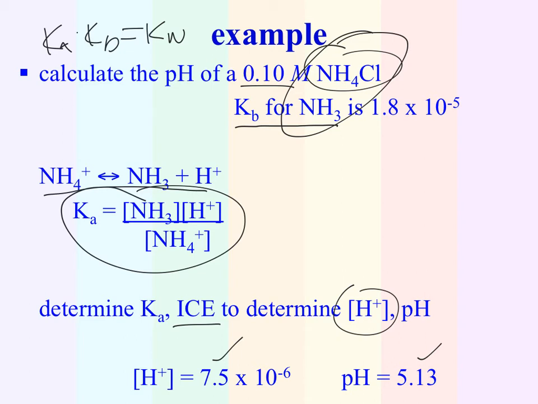Okay, and you end up with 7.5 times 10 to the negative 6 molar H plus ion in solution and a pH of 5.13. So I advise you to go ahead and check this problem, go through the motions, and make sure you get the following answer.